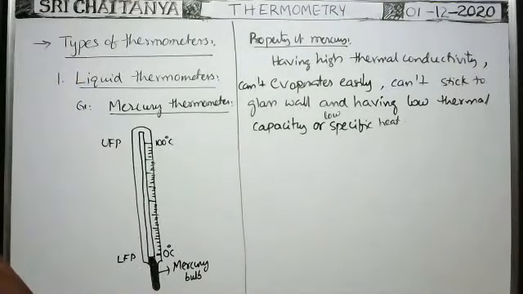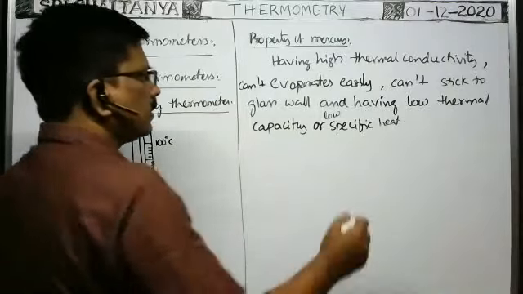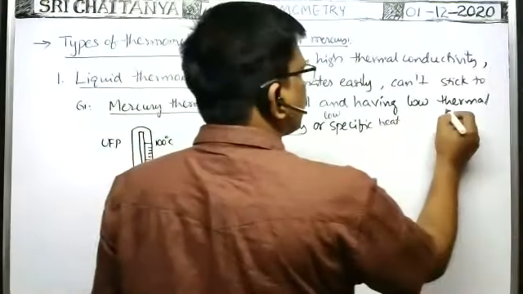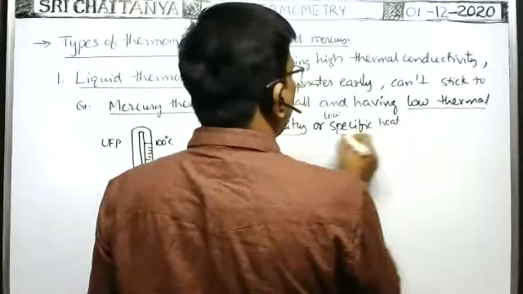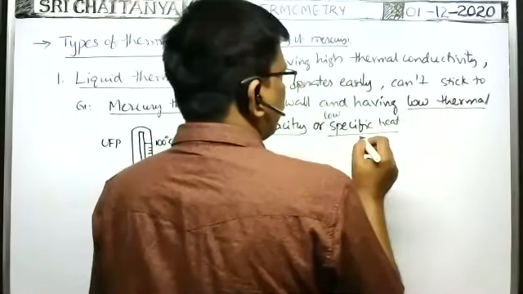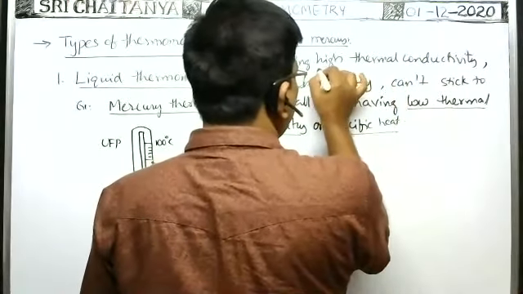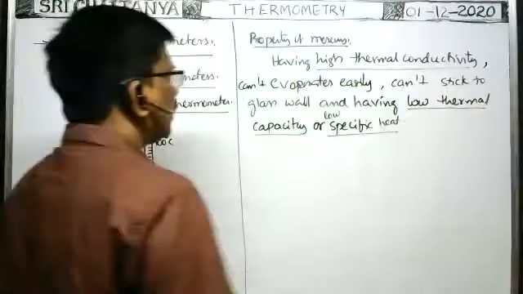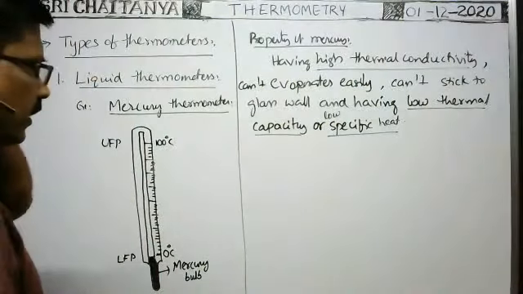Right. So these are the properties. Low thermal capacity, low specific heat, and high thermal conductivity are very, very important in the case of the mercury thermometer.